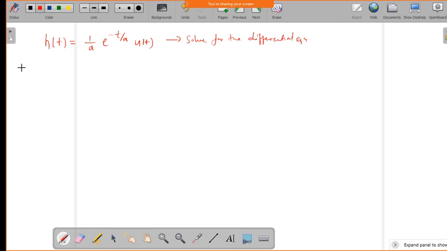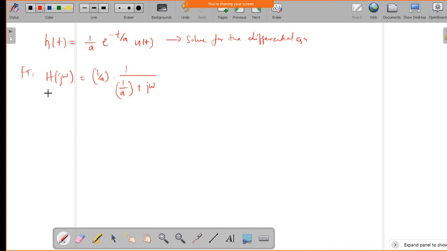Now, how to get it? First you need to take the Fourier transform. So take the Fourier transform and you will get h of j omega, which is 1 by a into 1 over, with minus 1 by a in place of a here. That's why you will get 1 by a plus j omega. So this is your h of j omega.